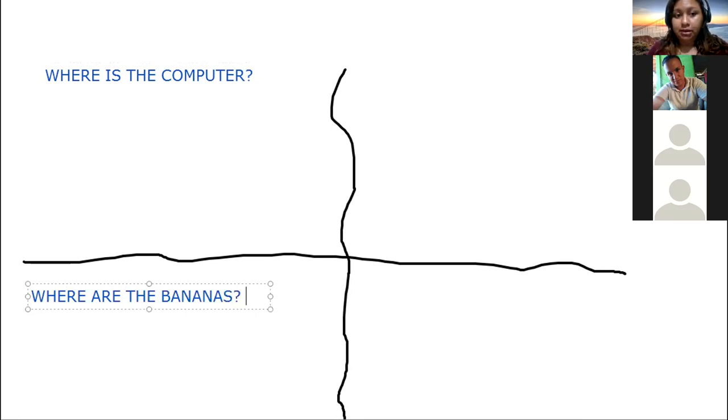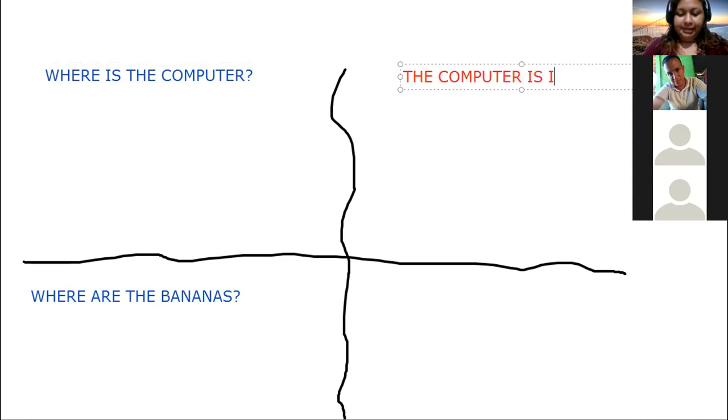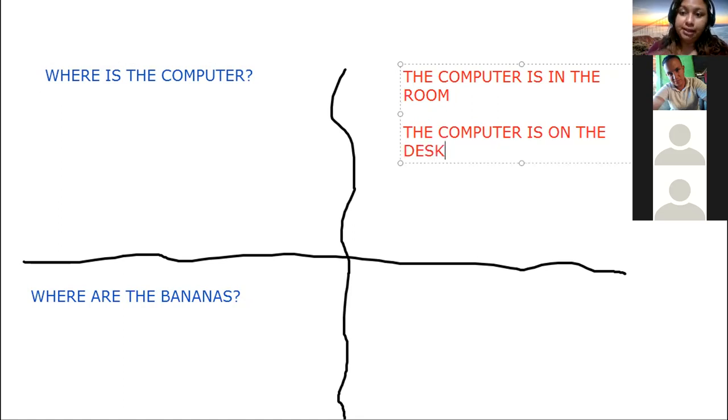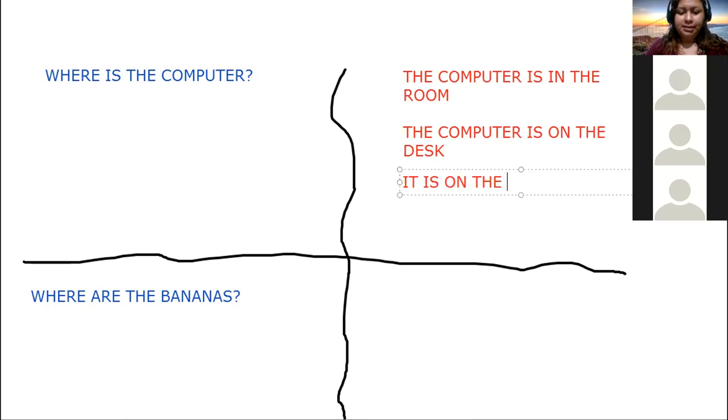Okay, in the answer, to the singular question, I say the computer is in the room. Or I say, the computer is on the desk. Okay, perfect. The computer is singular. Okay, what is the subject pronoun I can use to replace the computer? Okay, ¿qué sujeto puedo ocupar para reemplazar la computadora? I, you, he, she, it, we, you, or they. What's the subject pronoun? It. It, right. So, where is the computer? Para no decir the computer otra vez, yo puedo decir? It is. It is on the desk.